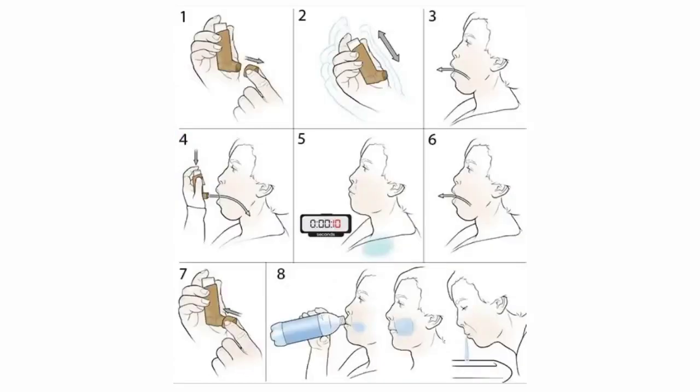This picture is showing how to use the inhaler. Again, first shake the inhaler. Second, you will exhale, and the next step is that you will inhale it, and then you will hold it for a period of 10 seconds, and then you will exhale it. And if you have taken steroids, then you will rinse your mouth.